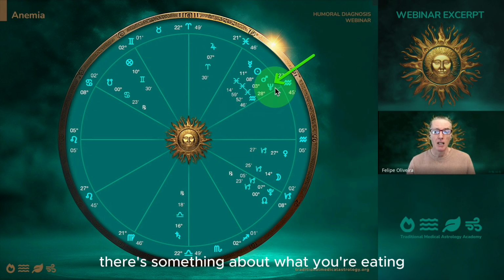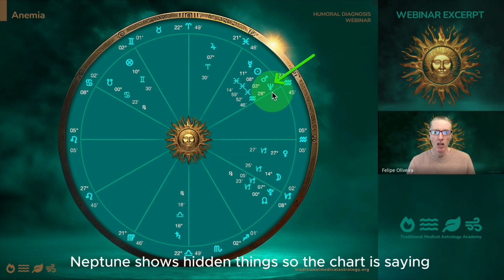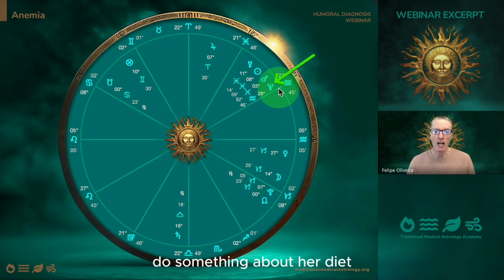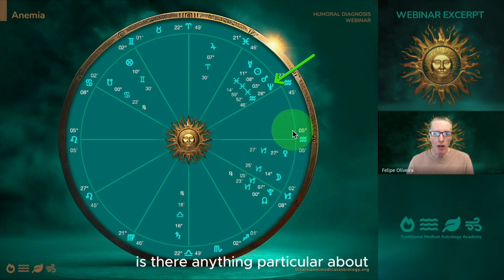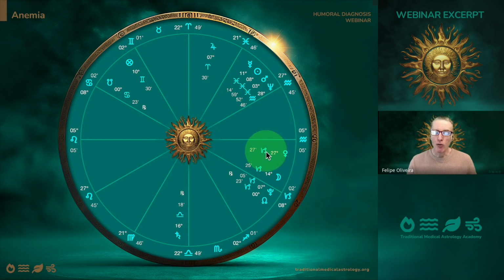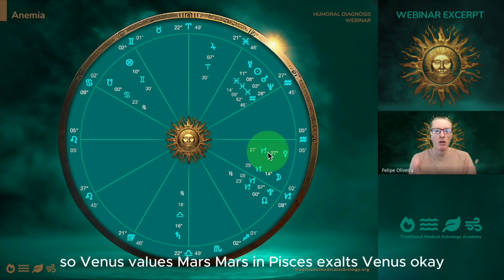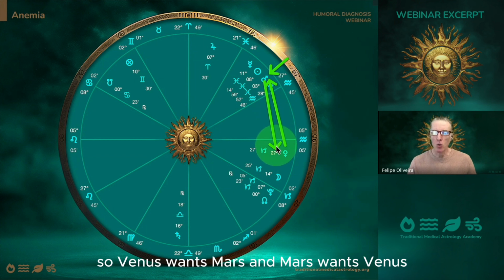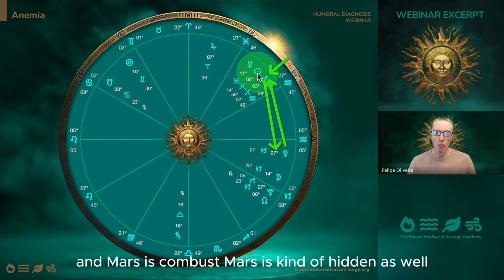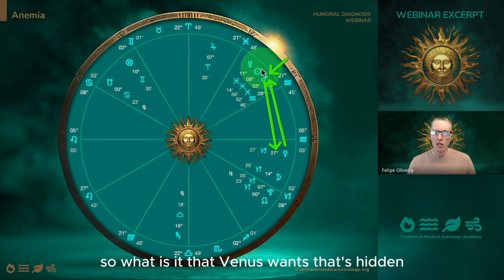There's something about what you're eating that you're not seeing. Okay, Neptune shows hidden things. So the chart is saying, do something about her diet. That's going to work in this type of situation. There's another interesting thing. Is there anything particular about what's missing in her diet? If you look at the table of dignities, you will see that Venus exalts Mars. Mars in Pisces exalts Venus. So they're in mutual reception, these two planets. Venus wants Mars, and Mars wants Venus. And Mars is combust. Mars is kind of hidden as well. So what is it that Venus wants that's hidden?